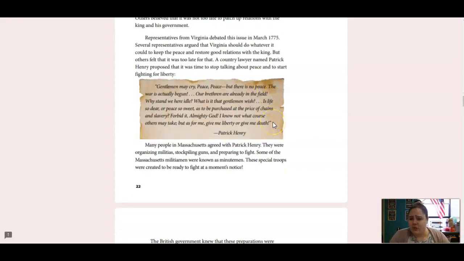But others felt it was too late for that. A country lawyer named Patrick Henry proposed that it was time to stop talking about peace and to start fighting for liberty. And this is a quote from Patrick Henry.